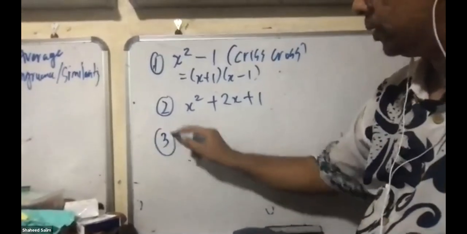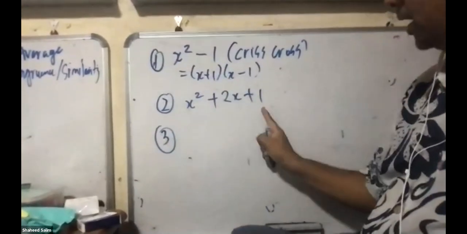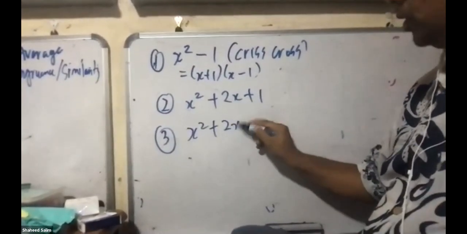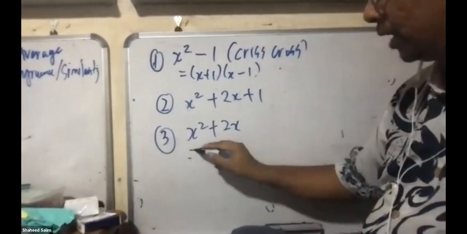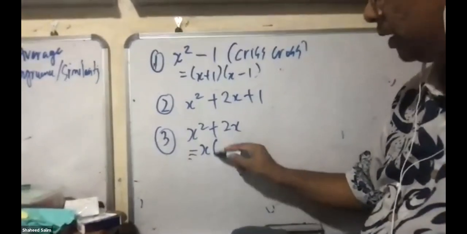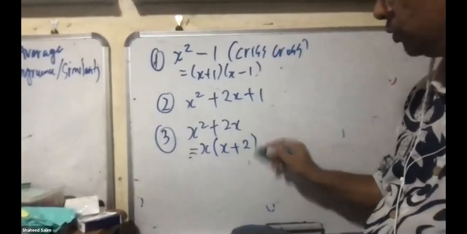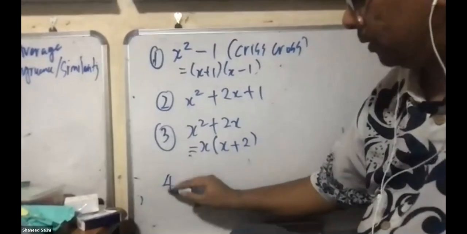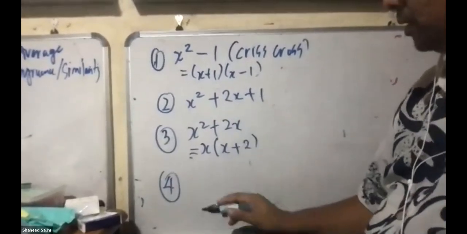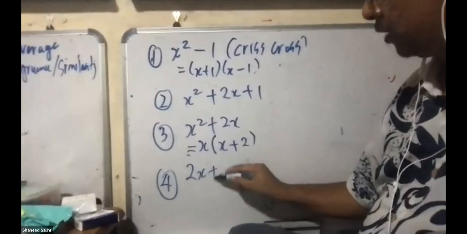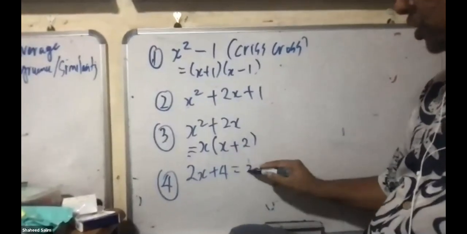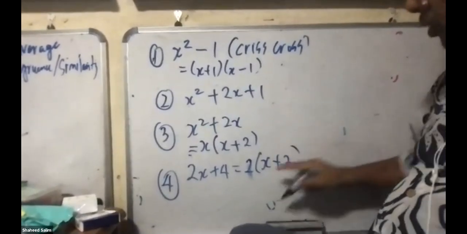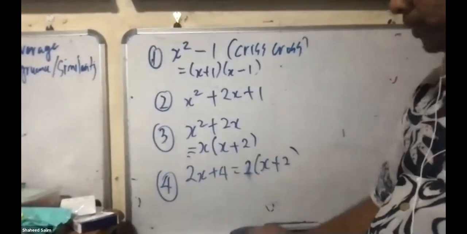Third one, now you have first and last. What about first and second? Cannot do crisscross, but can do simple factorization. Take out what's common: x plus 2. Can still factorize, but a simple one. Fourth one, maybe second and last. Let's say I put 2x plus 4. Same thing, simple factorization. Take out the same factor: x plus 2. 2 times x, 2x, 2 times 2, 4.